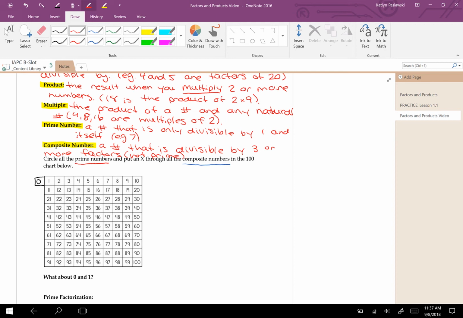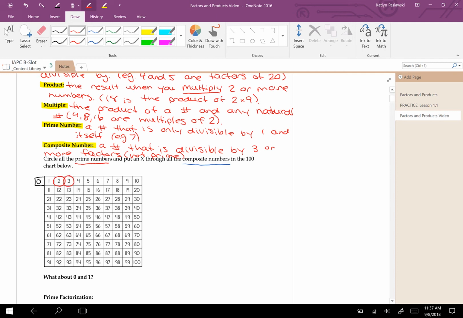We want to circle all the prime numbers. We remember that the definition is a number that is only divisible by 1 and itself. So when we're looking at 0, 0 can't be divided by anything, so that's not a prime number. 1 divided by 1, 1 divided by itself, so that can't also be a prime number. So we're going to start at 2. 2 can be divided by 1, and 2 can be divided by 2. There's no other options, so that's a prime number.